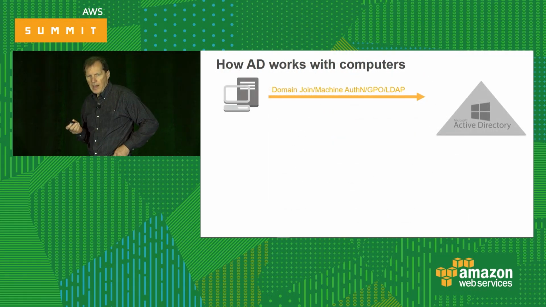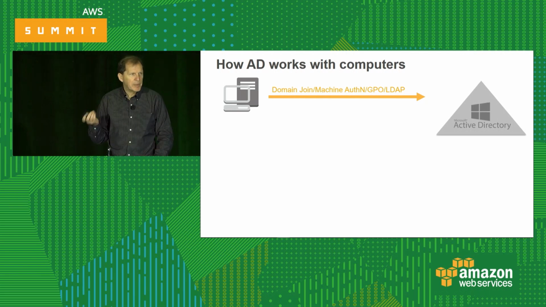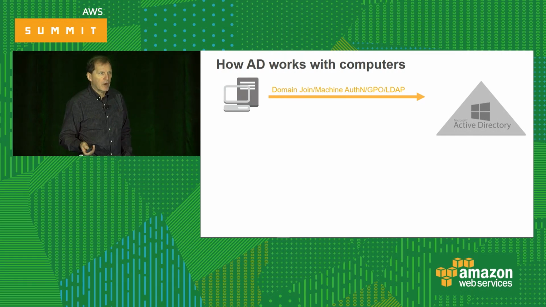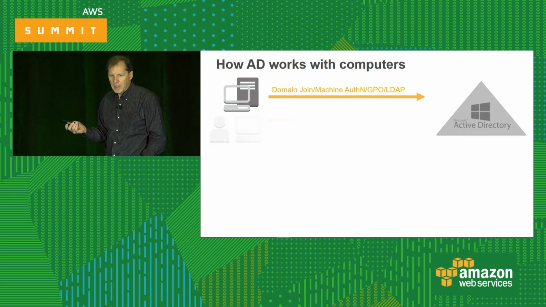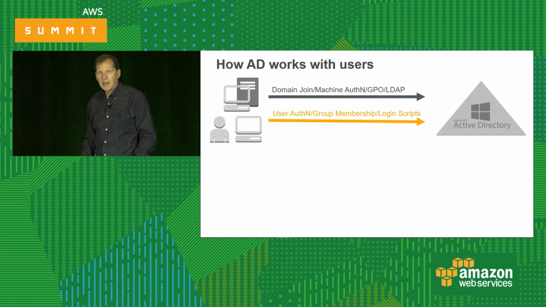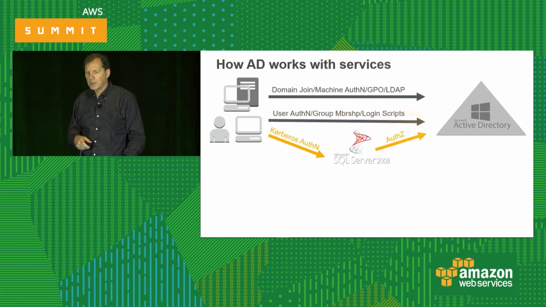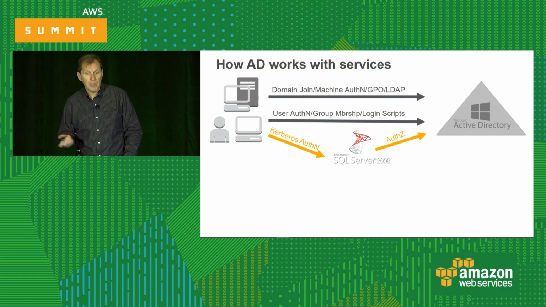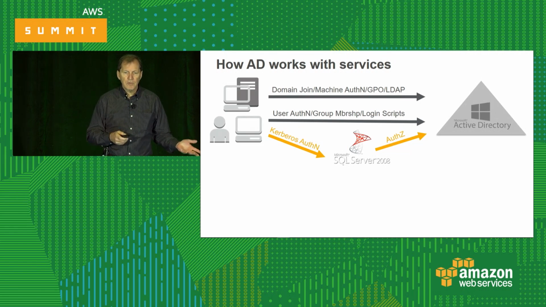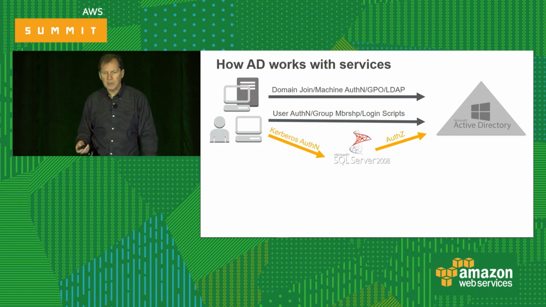Now, in terms of how AD works, this is probably old hat to many of you. You've got computers that come up on the network, they domain join, they do their authentication, they get their GPOs to configure the machine. The machine provides LDAP services for applications. A user comes in, they authenticate into Active Directory, they get their group membership, they get their login scripts, they get a Kerberos ticket, and then they can use that Kerberos ticket to access other services, in this example, SQL Server. And SQL Server uses the Kerberos ticket to do the authorization against the directory.